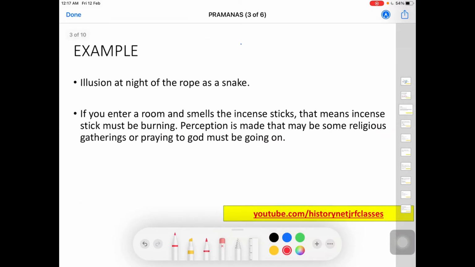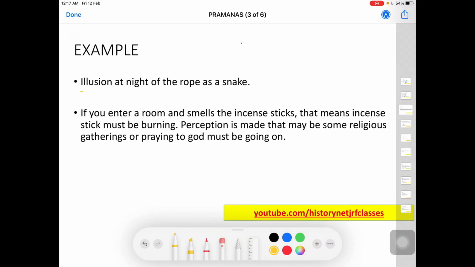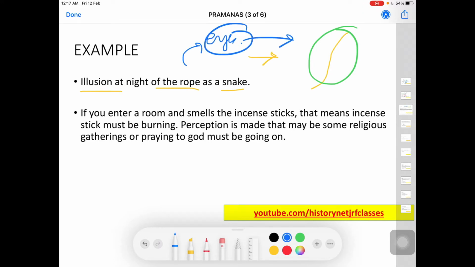The example is the illusion at night of the rope as a snake. You see a rope, but at night you take it for a snake. Why did it happen? The first thing is that it involved your sensory organ, that is eyes, that you directly saw the rope. But because it was dark, it was not clearly visible, and you have the past experience about the snake, how they look, so you misunderstood it as a snake.